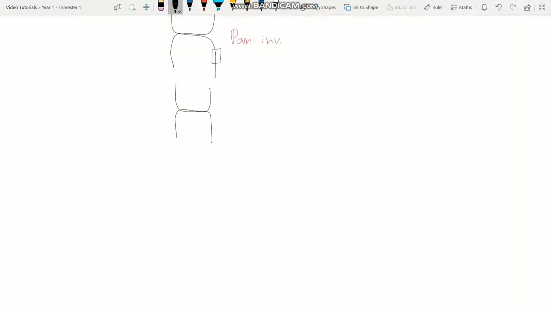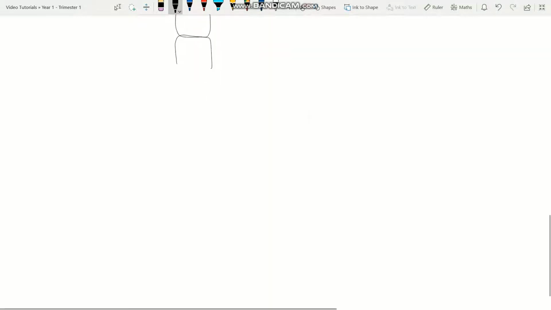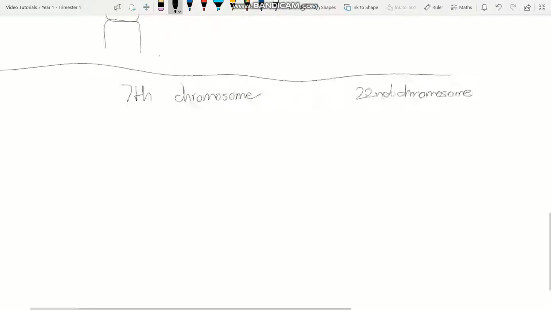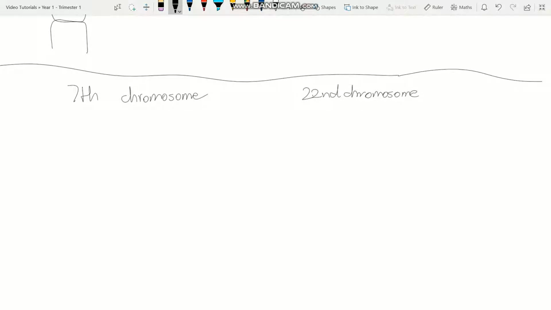So for example, if we have the 7th chromosome here, so I'll draw them new here, so 7th chromosome, and the 22nd chromosome, we have here. So, say for example, they undergo a balanced translocation. So as I mentioned earlier, there's the Q arm and the P arm. And say that the P arm of the 22nd chromosome swaps with the P arm of the 7th chromosome.